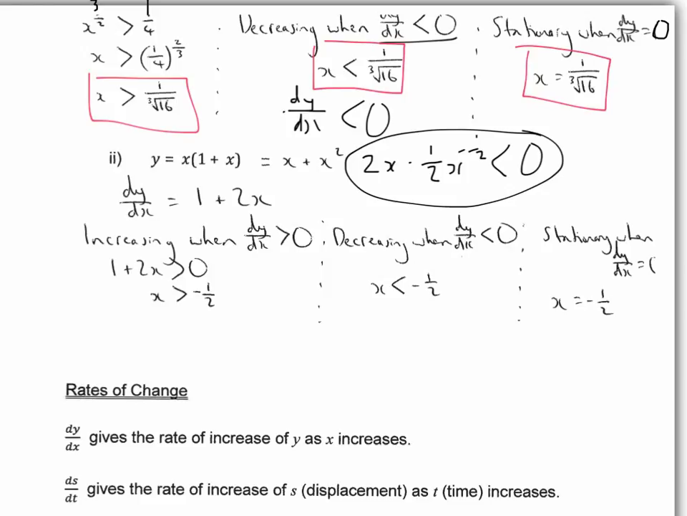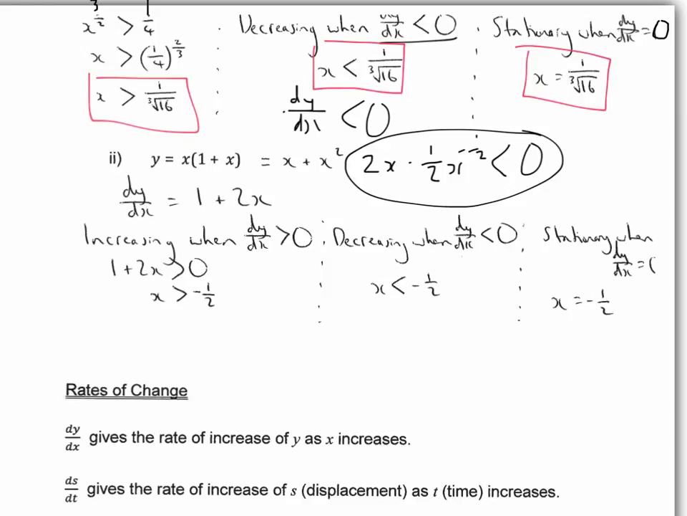So looking at this function, I've got a very simple looking function, but to differentiate it, I need to expand it out. So I'm working with y equals x plus x squared. Because I'm being asked about increasing, because I'm being asked about decreasing, and because there's mention of stationary points, I must then differentiate. All of those are statements about the gradient. So I have dy/dx is 1 plus 2x when I differentiate this.